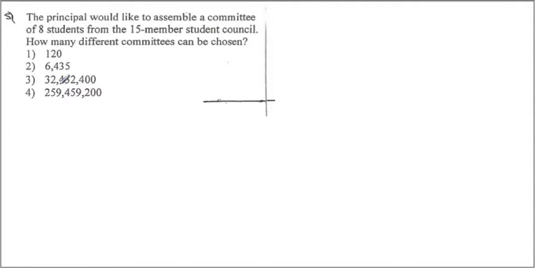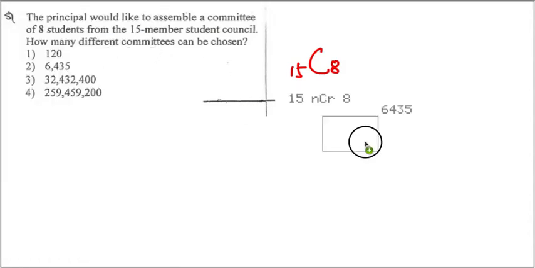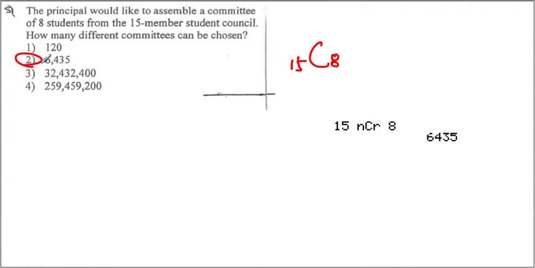Alright, so they are assembling a committee of 8 students from 15 members. This basically means out of 15 we are selecting 8. Order doesn't matter, so that becomes our answer. So here it goes, we have 15, math, 3, and 8, then 6435. That becomes our answer. Choice 2.